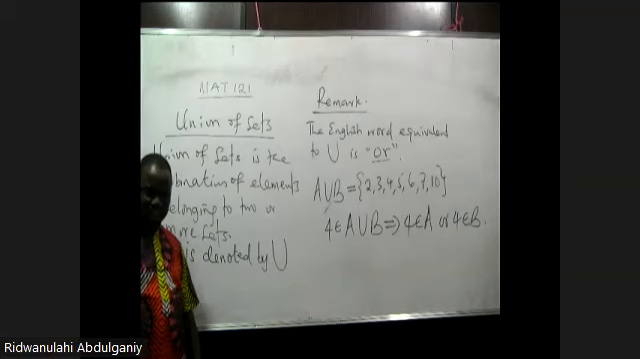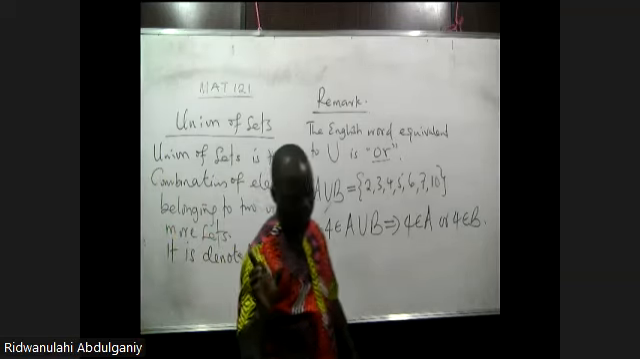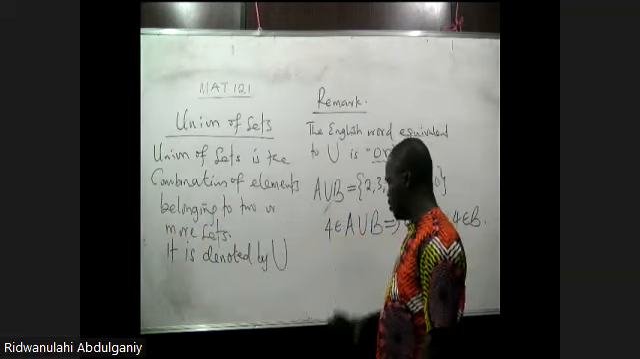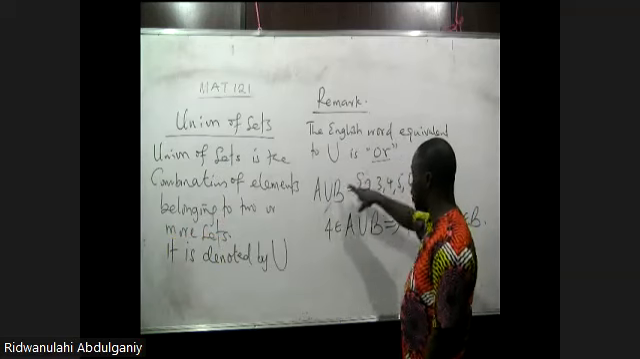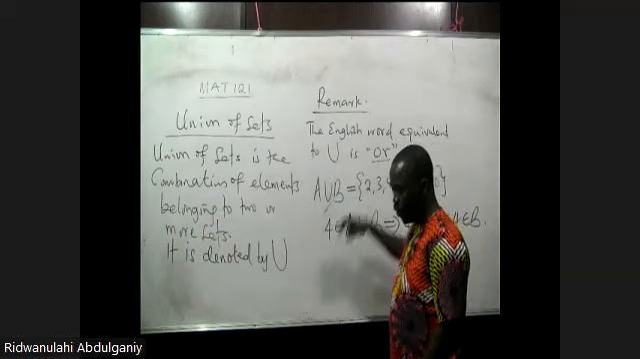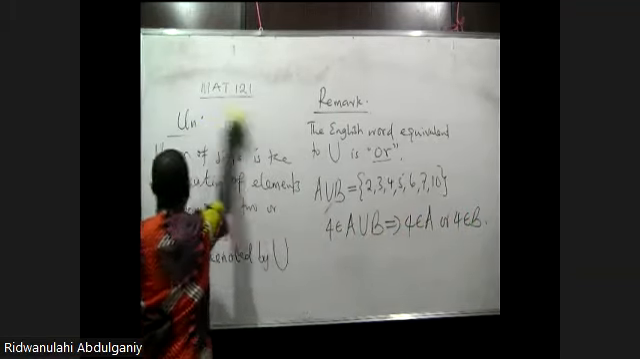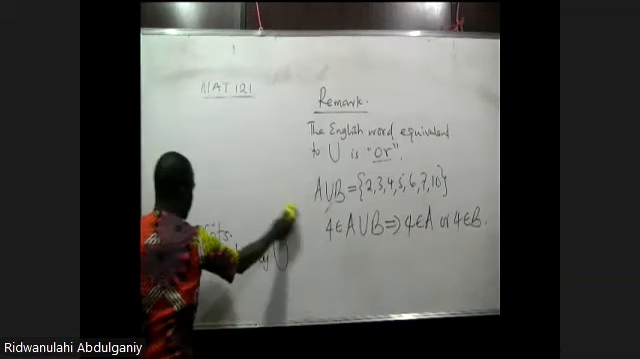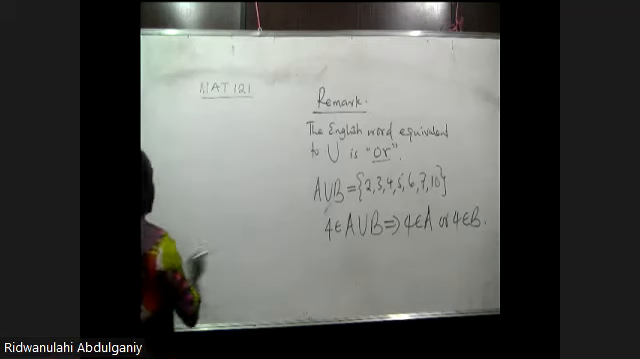If you have more than that, we have another language that we use. But that one, I will reserve for mathematics students in 200 level when we get there. But as it is now, you must know that the English word equivalent to union is "or". So let's take some examples.